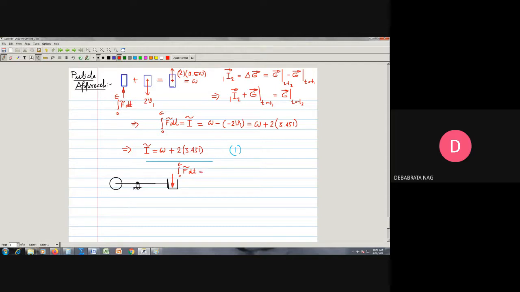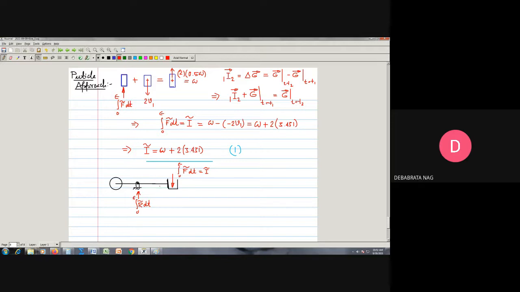Or I can say this is I tilde. So this I tilde is actually acting in this direction. And there will be some reactions also. These reactions will also be impulsive in nature. So this is the integral of R tilde dt from 0 to epsilon. So these reaction forces are what is termed impulsive in nature.